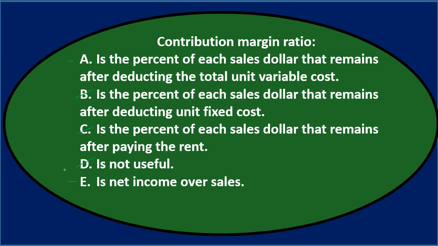E, net income over sales, is like the bottom line number over sales, and a vertical analysis type of calculation, but we're concentrating here on the contribution margin, which usually just isn't the bottom line number, isn't net income. It's going to be the contribution margin, which we said was the sales minus the variable cost. So A seems most appropriate here. Final answer, contribution margin ratio A is the percent of each sales dollar that remains after deducting the total unit variable costs.